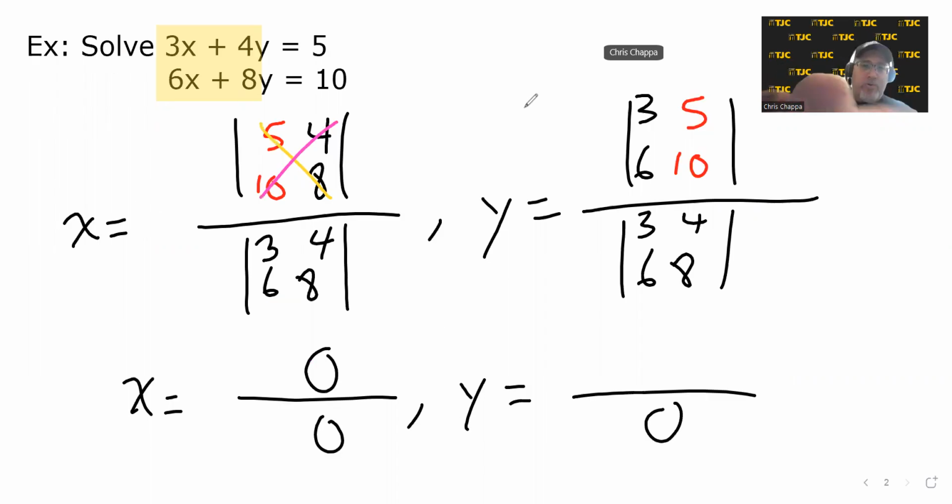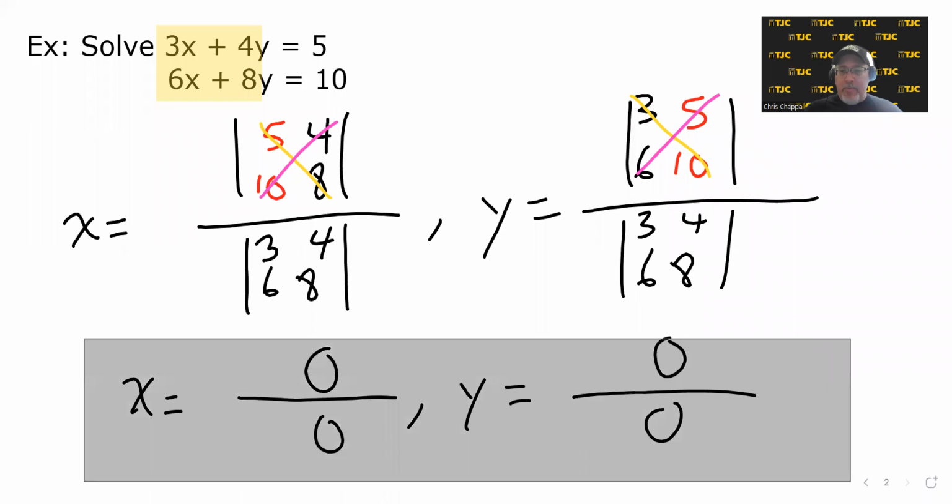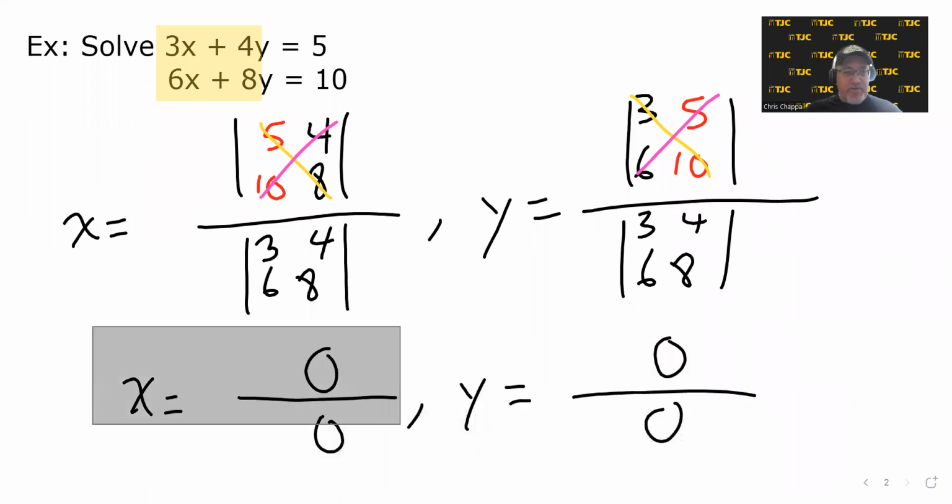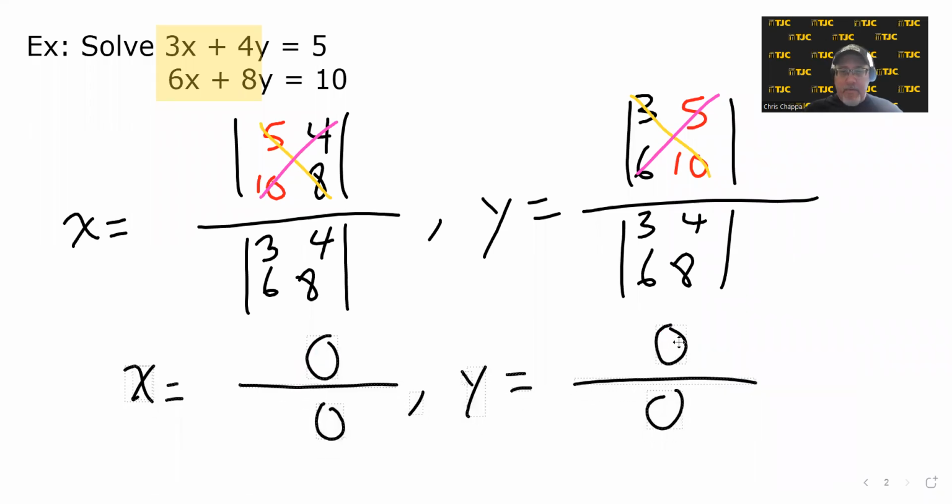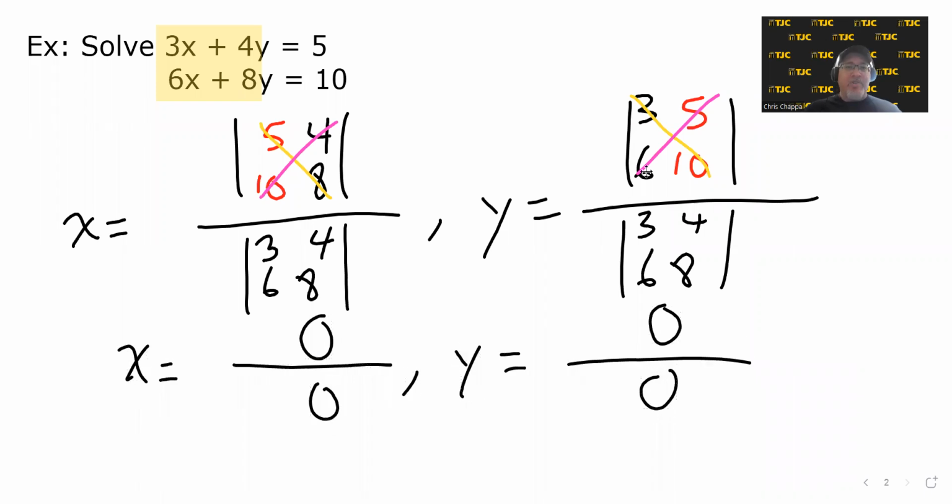On the y numerator, 3 times 10 is 30. 5 times 6 is also 30. 30 minus 30 is 0. And if you notice, in this case, not only do we get 0 on the bottom, but we also got 0 on the top. I'm going to try to grab all this stuff and move it up a little bit. I missed the top 0, the 0 on the y, so that I can type the statement below.